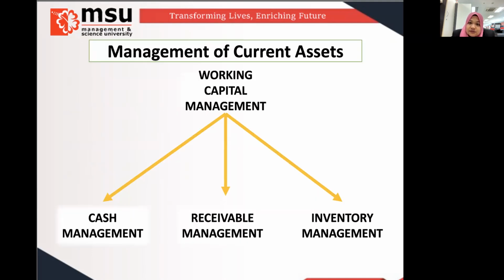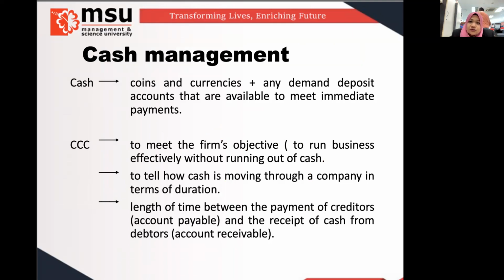All right, so working capital management of current assets includes cash management, receivables management. Receivables refers to accounts receivable, and then the inventory. So how can the business manage the inventory? In order for the business to manage the inventory, they need to classify the types of inventory. Okay. So let us go to cash management first.